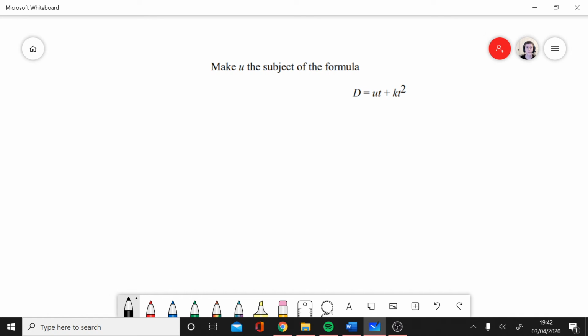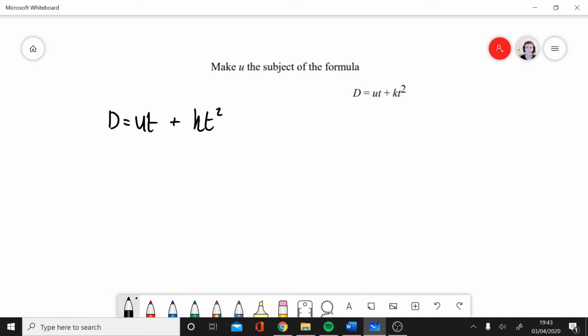Interesting. Okay, so we're going to run you through how to do this question: make U the subject of the formula. So here we go. D is equal to UT plus KT squared. We can see here that we've got a T term multiplying by U. So we know that later on, at some point, we're going to have to divide by T, but not yet. The first thing we can do, the simplest thing, is take away KT squared on both sides so that we only have this UT term on the right-hand side.